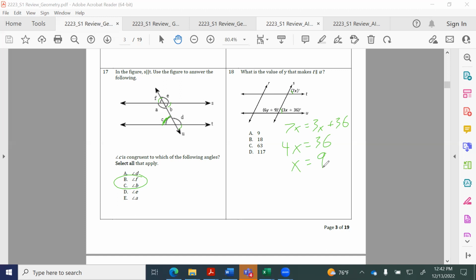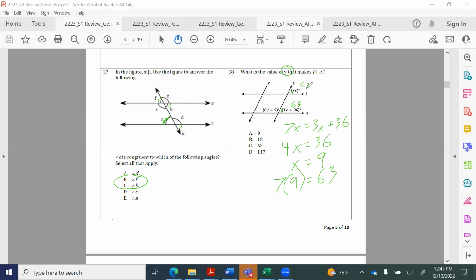Once you have x, that's not our solution. They want us to find y. So we now have to plug it back in. It doesn't matter which one you plug in for. I'm going to do the 7x. So 7 times 9 is 63. That's for both of these angles. Both are 63. We want y, which is over here.